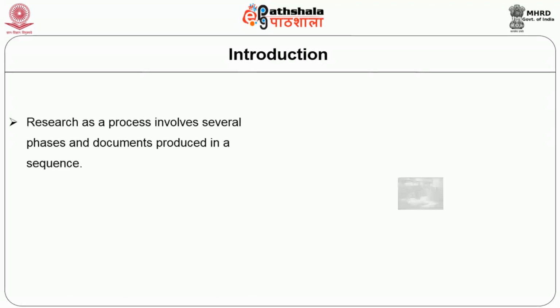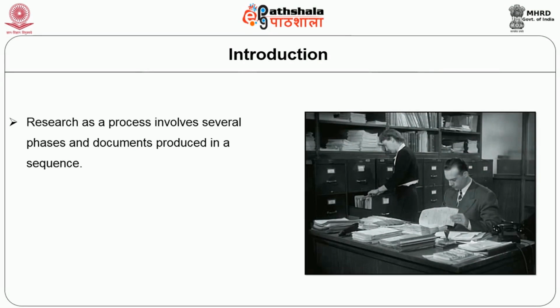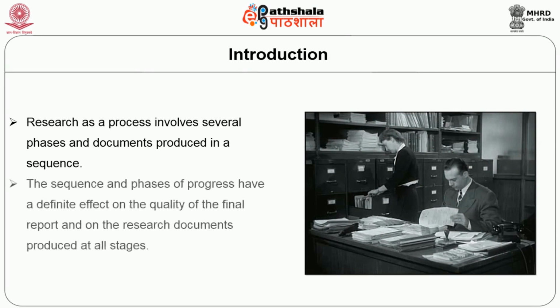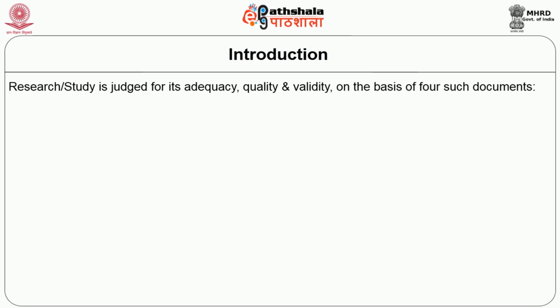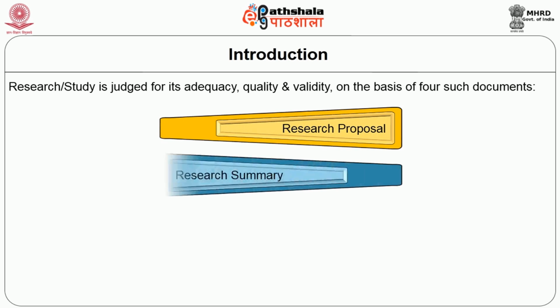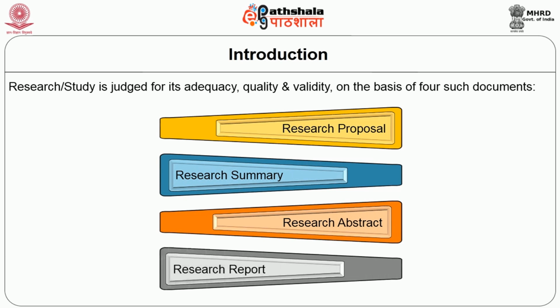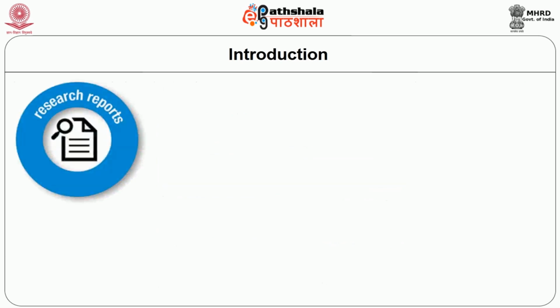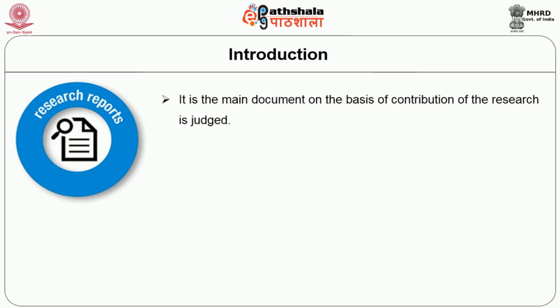Research as a process involves several phases and documents produced in a sequence. The sequence and phases of progress in research have a definite effect on the quality of the final report and on the research documents produced at all stages. Every research or study is judged for its adequacy, quality, and validity on the basis of 4 such documents, which are the research proposal, research summary, research abstract, and the research report. Research report is the main document on the basis of which the contribution of the research project is judged.